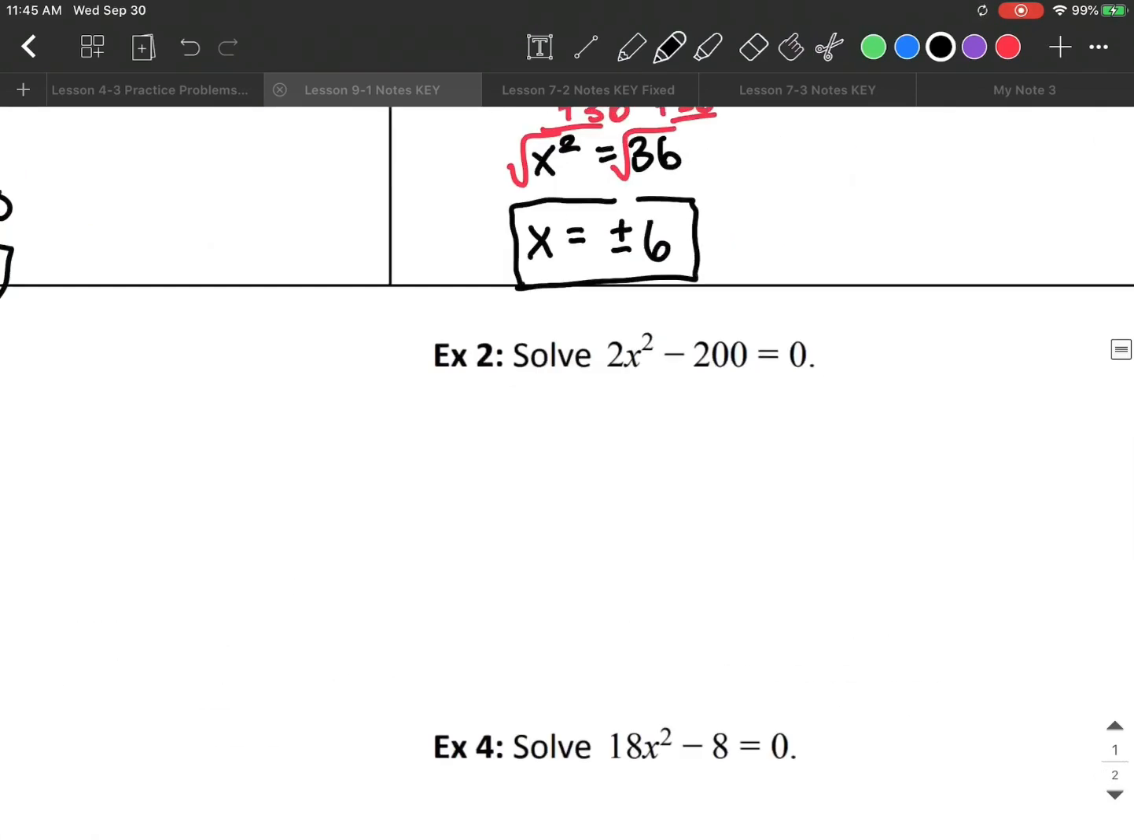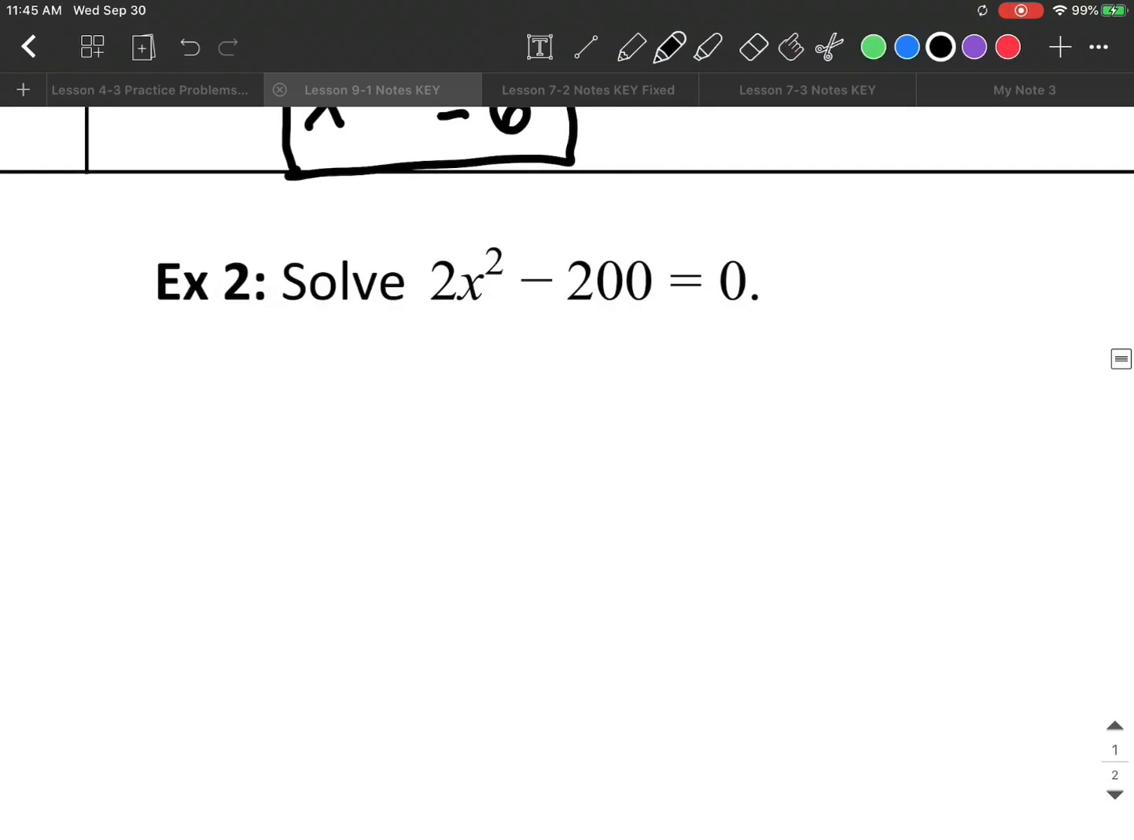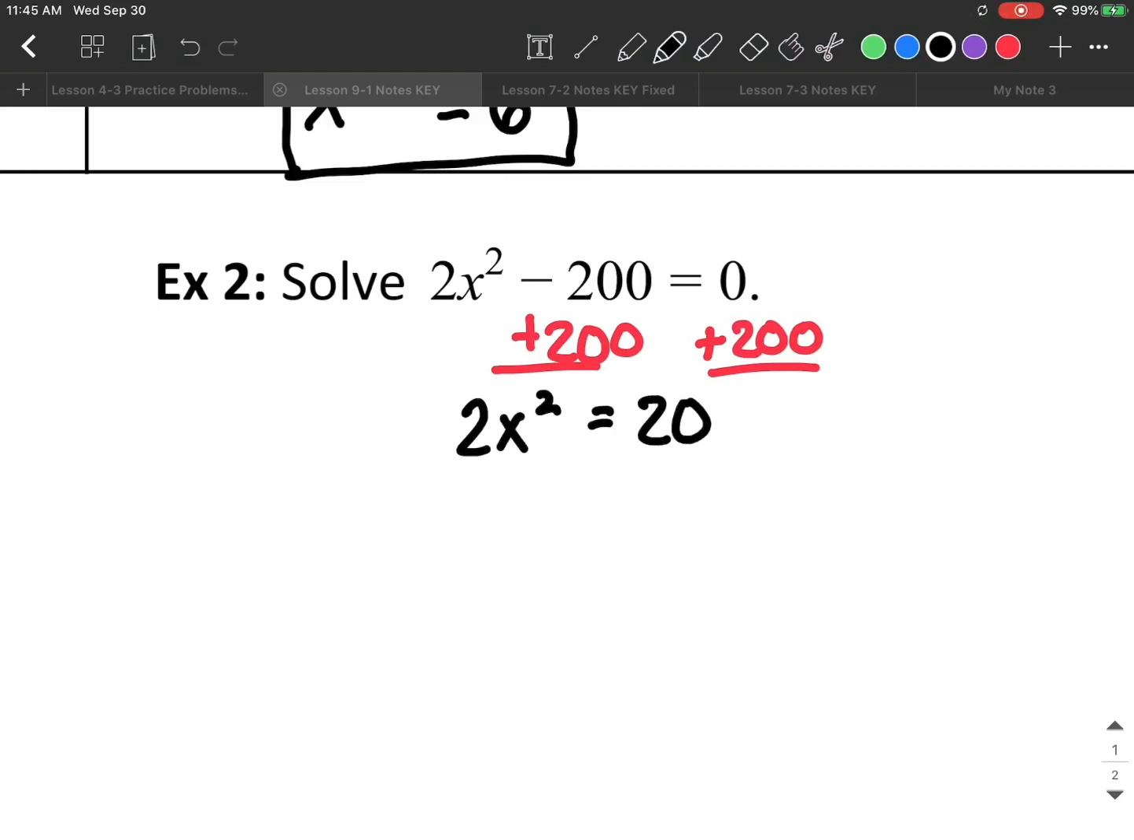All right, example 2. This one's a little bit harder. First thing I want to do, I want to get that x squared by itself on one side. So I'm going to add 200 to get rid of the subtracting 200 on the left-hand side. And that gives me 2x squared is equal to 200. And now before I square root the left-hand side, because that's going to give me an icky number to deal with, I want to get rid of this 2 that's the coefficient of x squared. And I can easily do that by dividing by 2. If I divide by 2 on the left, I have to divide by 2 on the right. And that gives me x squared is equal to 100.